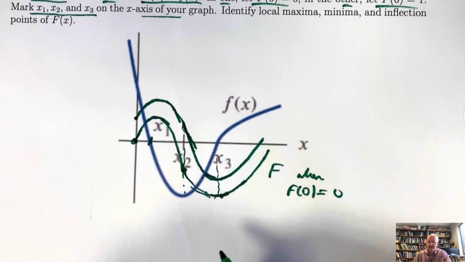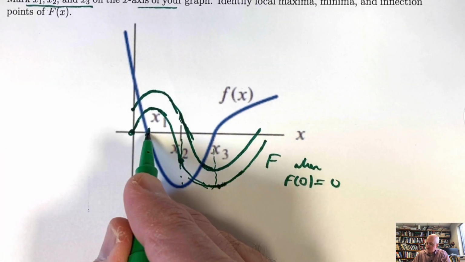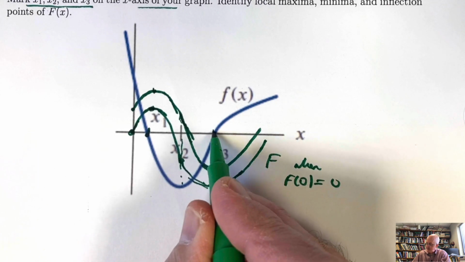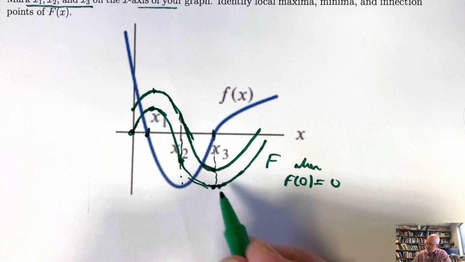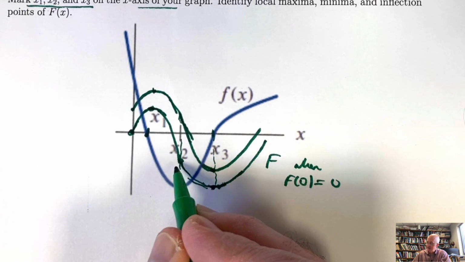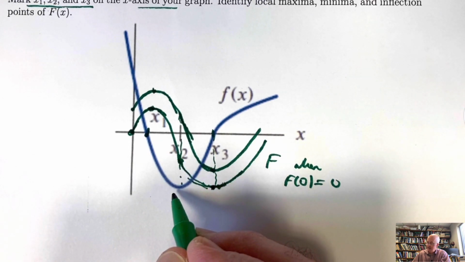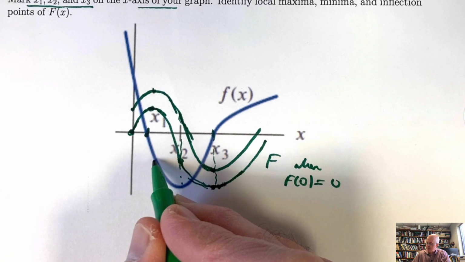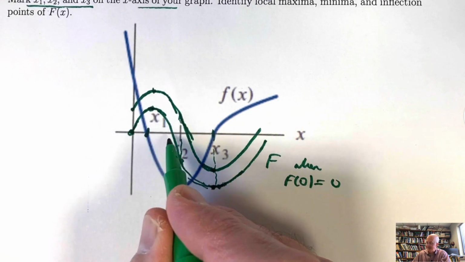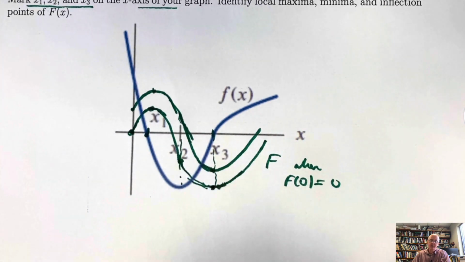In both cases, x1 is a critical point of capital F giving you local maximum. x3 is a critical point of capital F giving you local minimum. And x2 is an inflection point of capital F. How do you tell that from the graph of little f? That's where little f changes from decreasing to increasing. Therefore, capital F changes from concave down to concave up as x increases through x2.